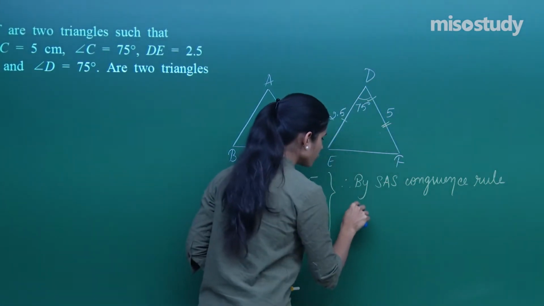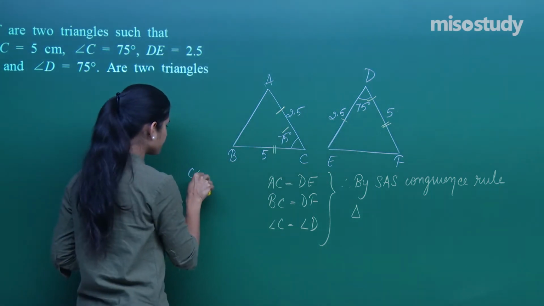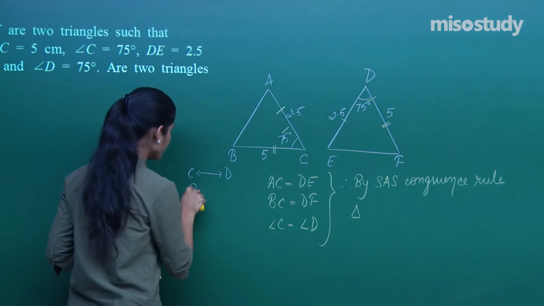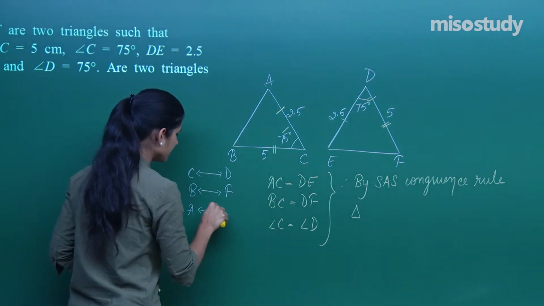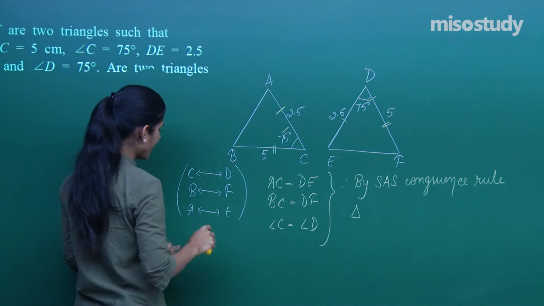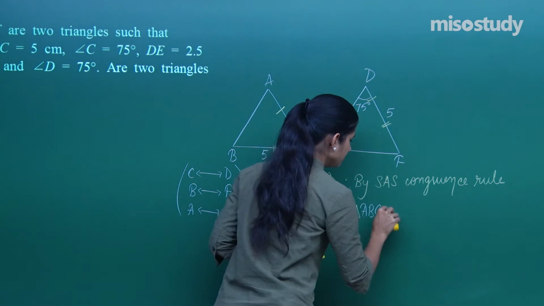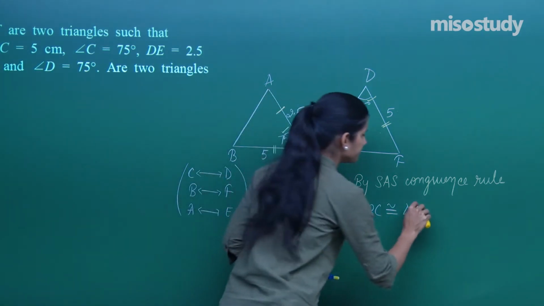which triangle is congruent to which triangle? C is corresponding to D. Perfectly, C is corresponding to D. So, B is corresponding to F and A is corresponding to E. So, I have triangle ABC is congruent to triangle EFD.